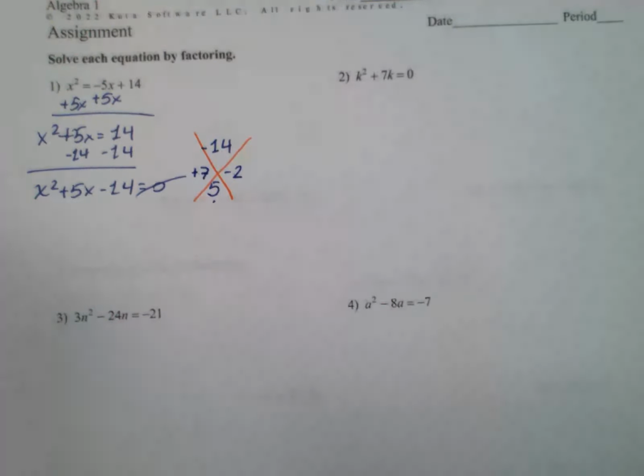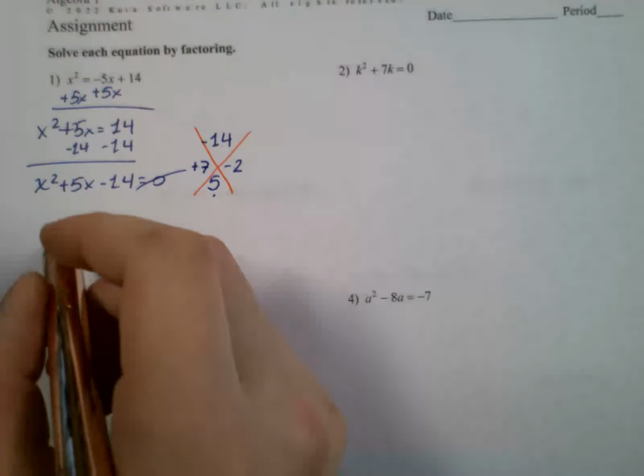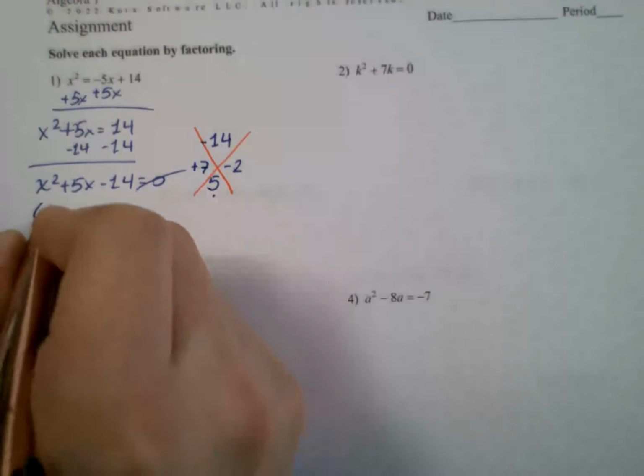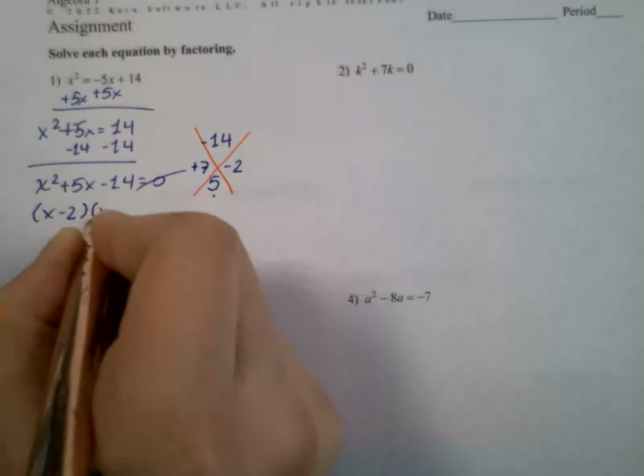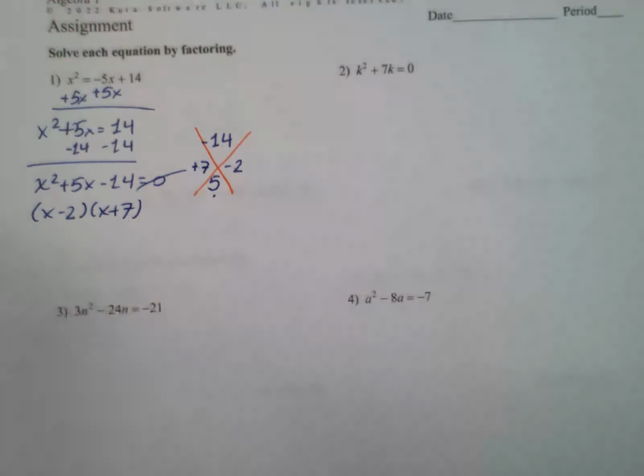Okay? I like that setup a lot more than the T-chart personally because it saves space mainly and compacts it down. Okay? So from there, that means that my answer is going to be x minus 2 and x plus 7. So there's your answer for the first one. And 1 through 4 is going to be like that. Okay? So there's a freebie. You're going to get 3 freebies on this. Okay?